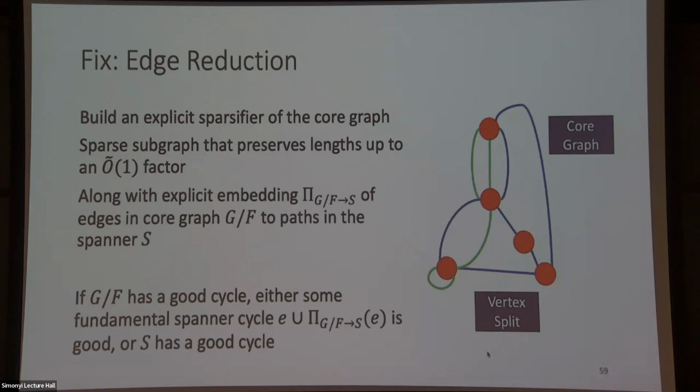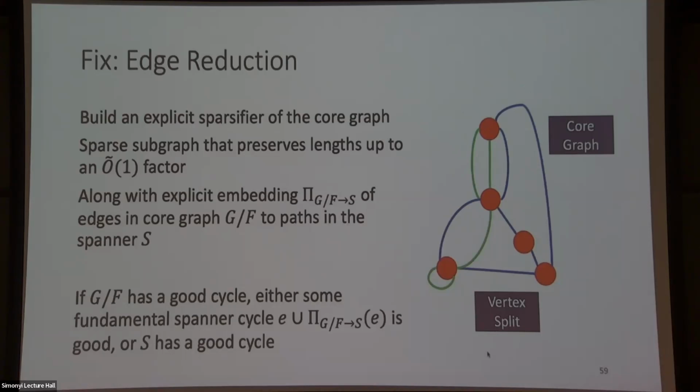Now we need to argue that there's a good solution. We are able to show the following, and it's a pretty simple argument. If G by F is the core graph, where you're contracting the forest F, and the core graph has a good cycle, then either some fundamental spanner cycle is good. What is a fundamental spanner cycle? Take a green edge that's not in the spanner, where the spanner is the sparsifier subgraph. Look at its routing in the blue edges in the spanner, put them together, and you've got a cycle.